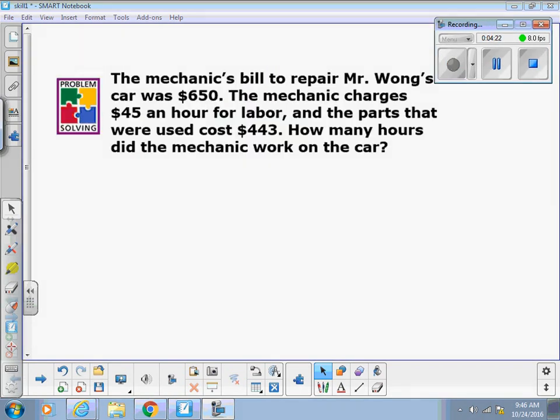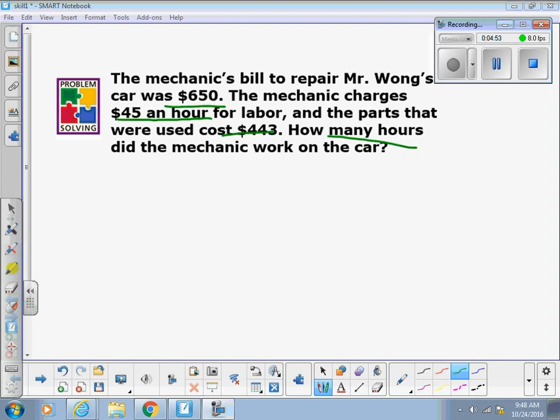Alright, so here is the word problem. So we have the mechanic's bill to repair Mr. Wong's car was $650. So we know the whole bill was $650. And then the mechanic charges $45 an hour for labor, and the parts that were used cost $133. So I want to know here how many hours the mechanic worked on the car.